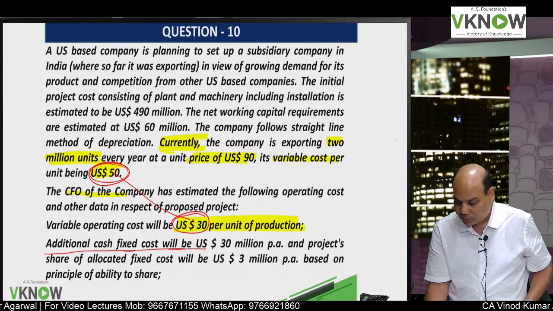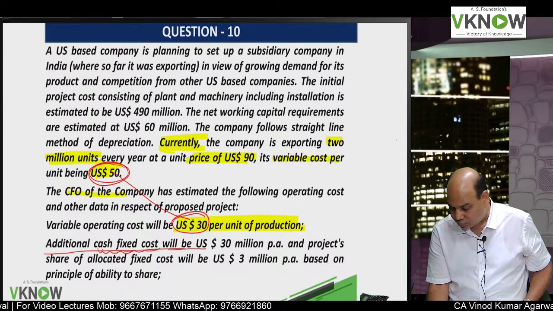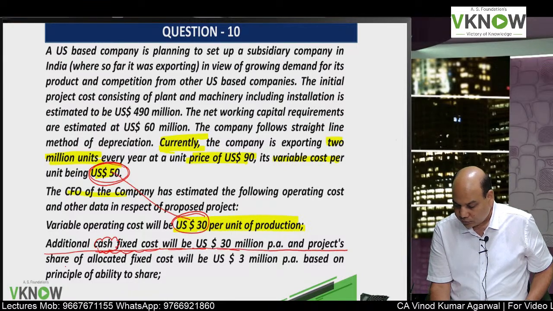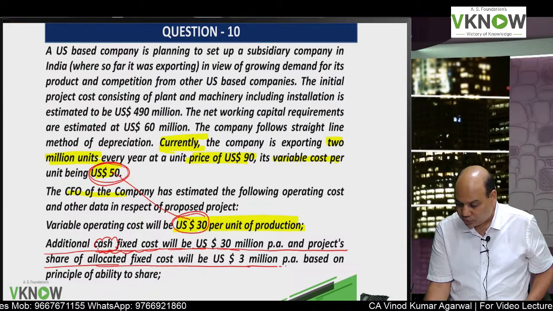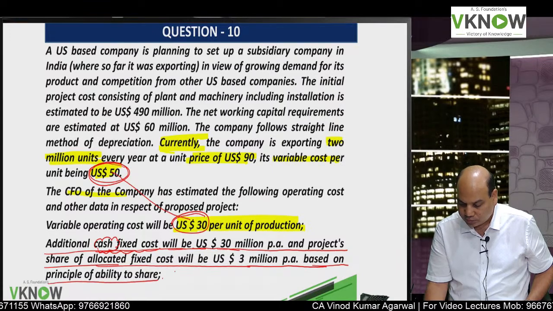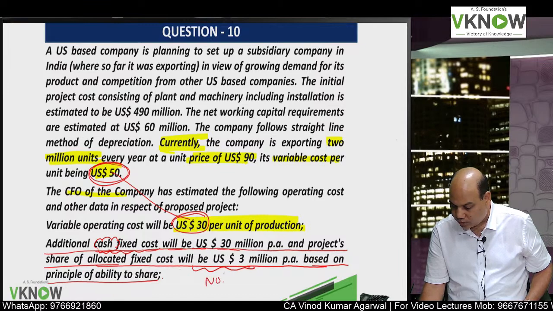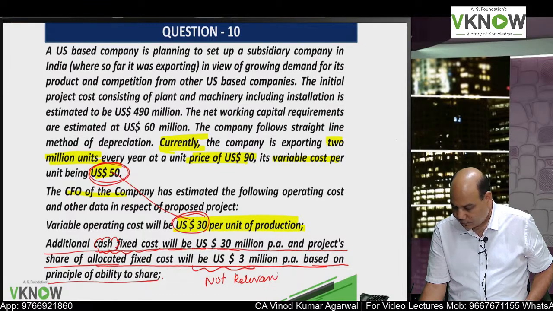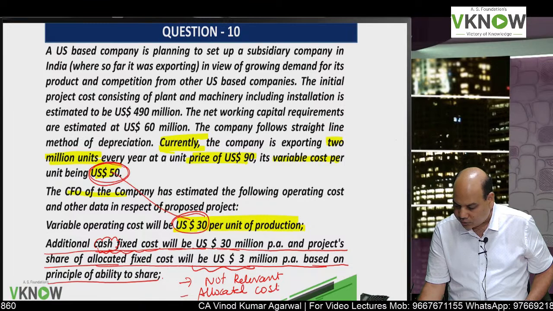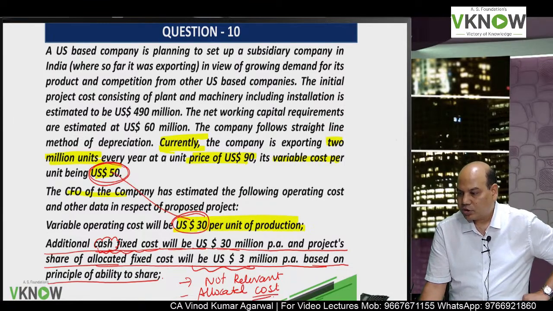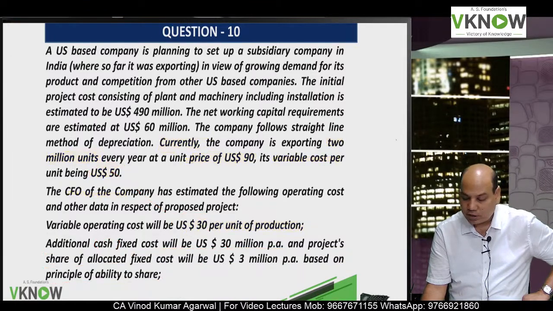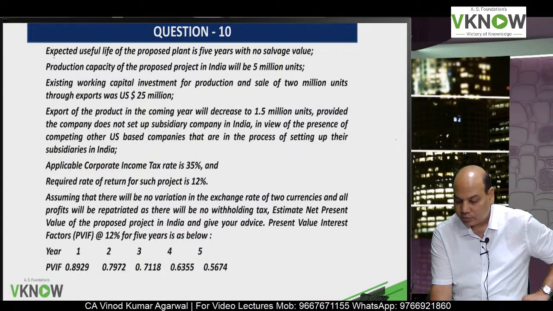Additional cash fixed cost will be, this is additional cash fixed cost. Cash, underline, will be 30 million USD, and project share of allocated fixed cost will be 3 million USD per annum based on principle of ability to share. So this you write down, not relevant. It is allocated cost. Allocated cost is not relevant. So this is given to confuse you, but this 30 million will be useful for our answer. Allocated cost will not be useful.